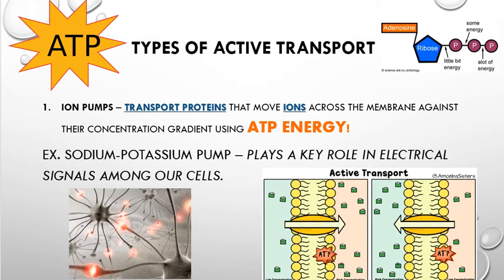So our first type is our ion pumps. We are transporting the ions across the membrane against the gradient with that ATP, going from that low to high concentration. The pump that we're going to talk about the most, or that you'll hear about the most, is the sodium-potassium pump. Sodium-potassium pump plays a key role in the electrical signals among our cells.